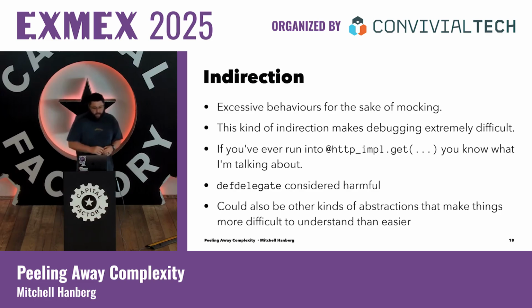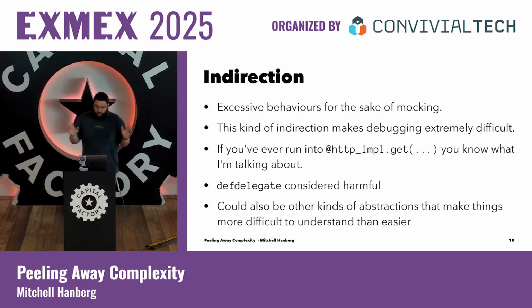Indirection. In Elixir, we kind of abuse behaviors for the sake of mocking. This kind of indirection makes debugging extremely difficult. If you've ever run into a module attribute called something underscore impl, you really know what I'm talking about. Don't hate me for this, but defdelegate considered harmful.